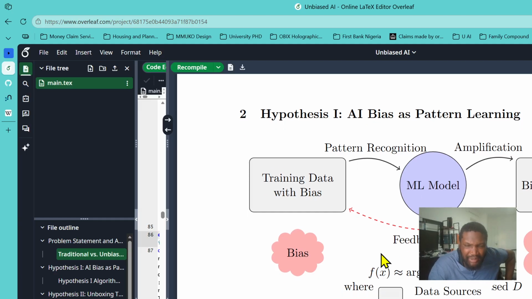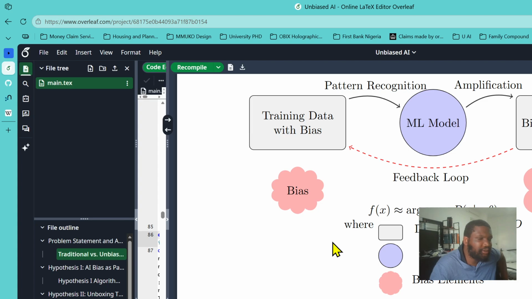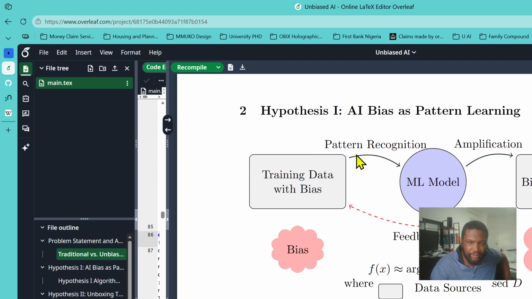This is AI bias as pattern learning. You have pattern recognition, you feed it to a machine learning model and application, and you have a biased output. We have an amplified bias at the end of it, and you have a feedback loop into the training system. This is basically when you're doing unsupervised learning, or supervised learning. Supervised learning means you're watching the data set, and unsupervised learning means you're doing reinforcement learning. You have a feedback loop, but you have to tell the system how to train on the data.